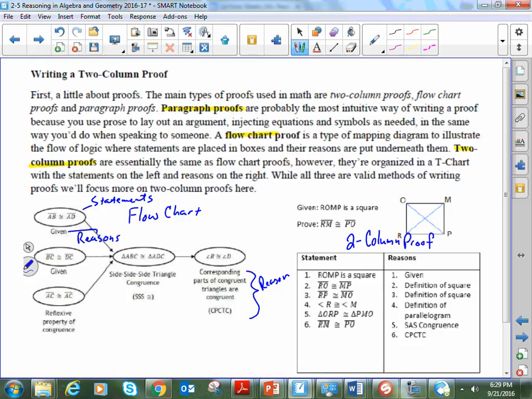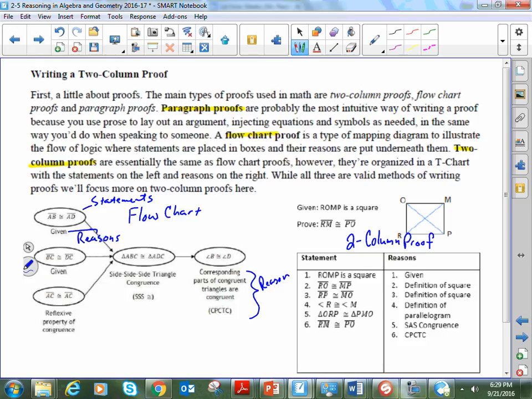Out of the three proofs that we have, the two that we're probably going to see the most of are going to be paragraph proofs and two-column proofs. Now, paragraph proofs, again, that's just something that if you were explaining something to somebody verbally, if you just wrote down what you said, there's a paragraph proof. Well, out of the two-column proof and the flowchart proof, the one that generally seems to get used the most is a two-column proof.